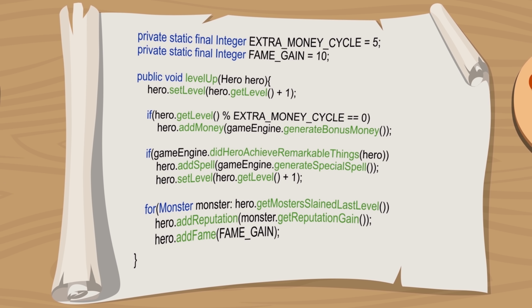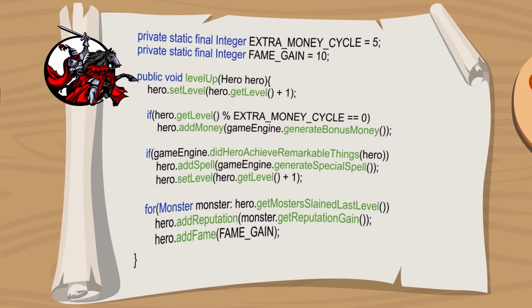Because the developer has forgotten to brace his code, hopefully by mistake, the next level up process may look like this. We raise the hero's level by 1. Okay, that's fine. We add extra money to the hero if a certain level is hit. Still, so far so good. Though we could brace that code to underline that this is the only line of code that should be executed if the conditional is met.